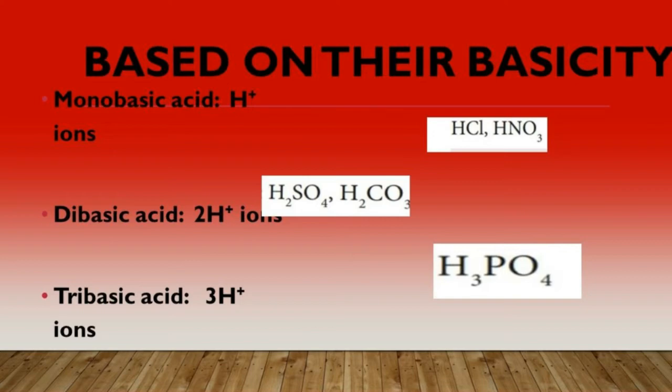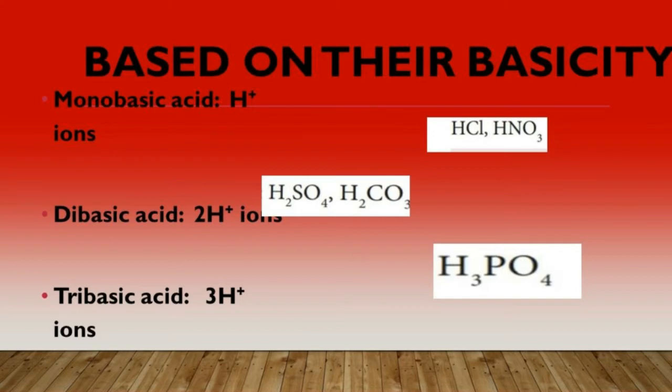Dibasic acid, an acid which gives two hydrogen ions per molecule. Di means two. It gives two hydrogen ions. For example, sulfuric acid, H2SO4, and H2CO3, which give two hydrogen ions.